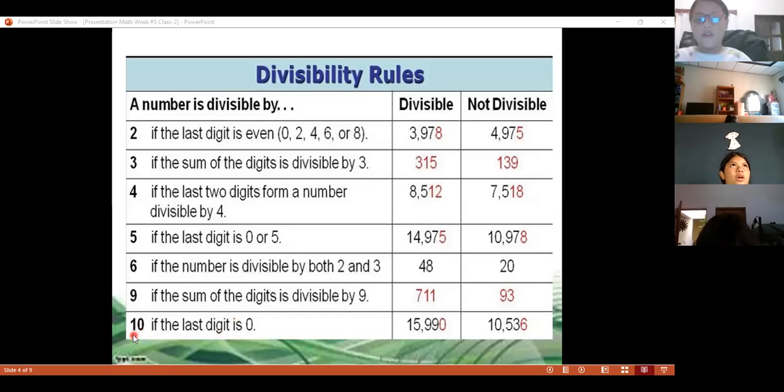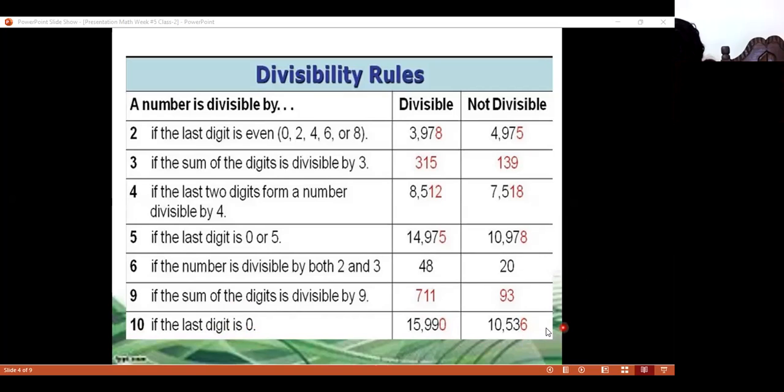And 10 is another one that is easy. A number is divisible by 10 if the last digit is 0, like this number. Look here, it's 0. This other number ends in 6, so it's not divisible by 10.